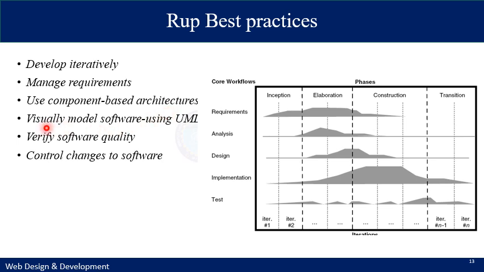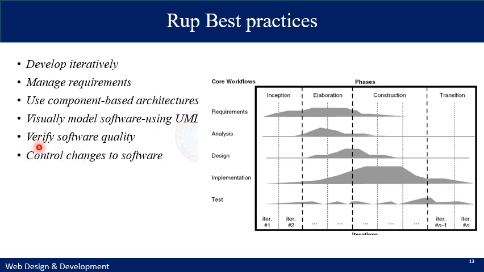Then it is a good practice to visually model the software using a modeling language such as the Unified Modeling Language. You must be using these two concepts in your other subject you are studying this semester, software design and architecture. It will help you to visually see the components of your system and how each component interacts with each other. So it will be beneficial for you to communicate within your organization or within the team members.